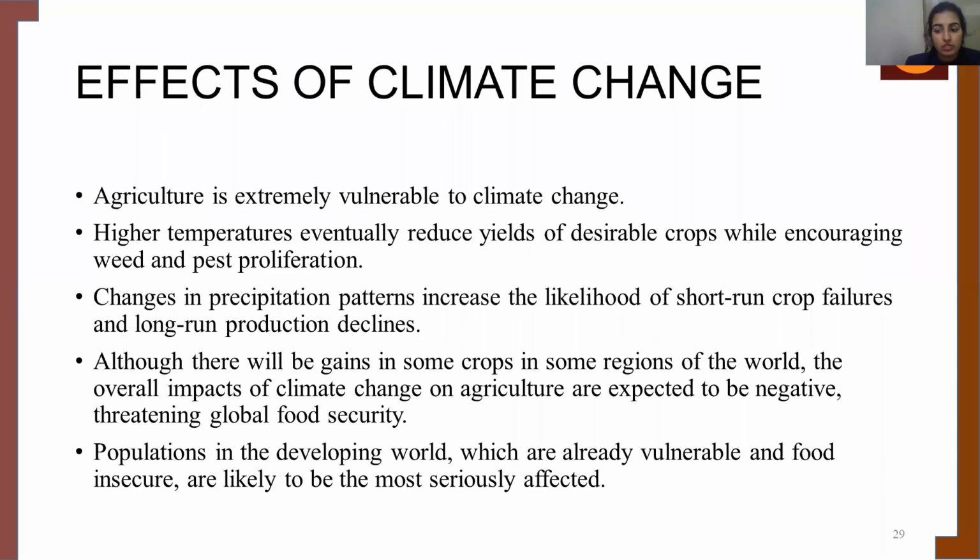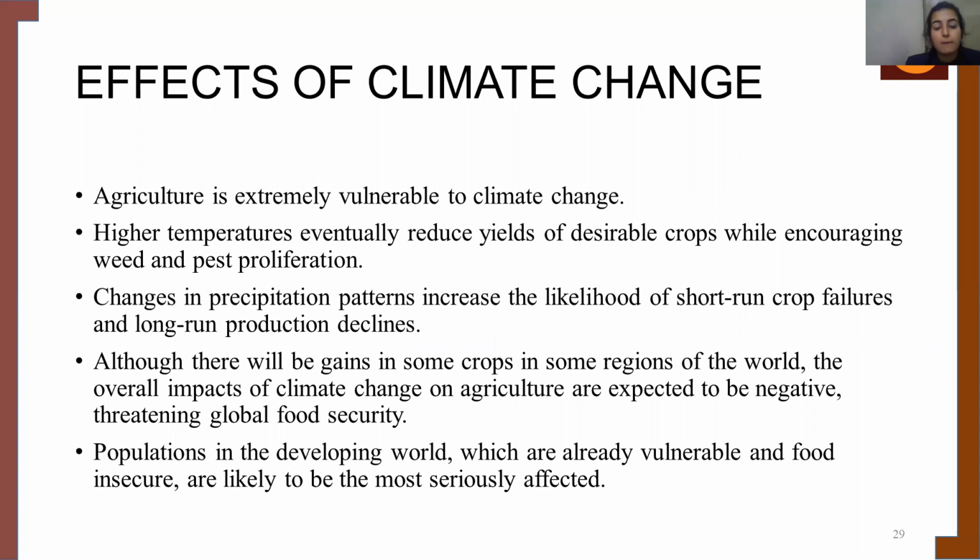Effects of climate change. So what are the effects? That is what we are going to look into. Agriculture is extremely vulnerable to climate change because higher temperature eventually leads to lower crop yields, while it encourages the proliferation of weeds, which in turn overdominate the normal crops and destroy them. Changes in precipitation pattern increase the likelihood of short-run crop failures and long-run production declines.